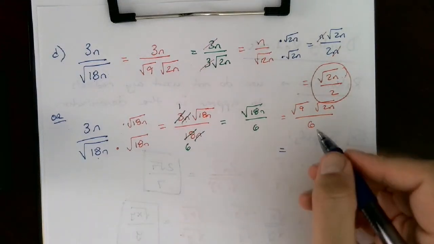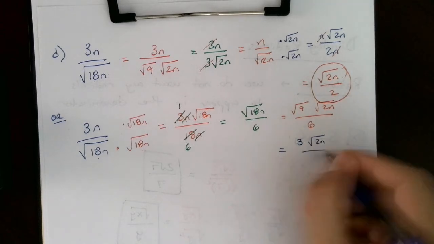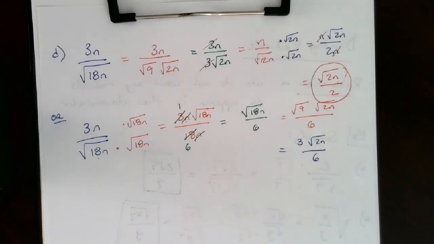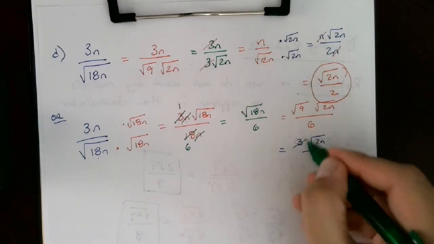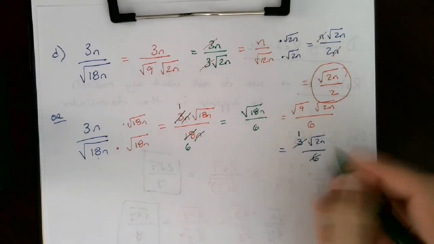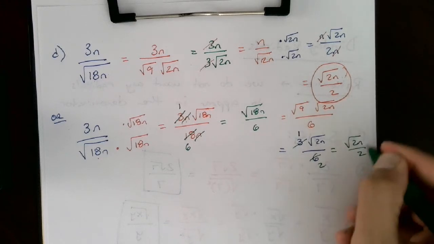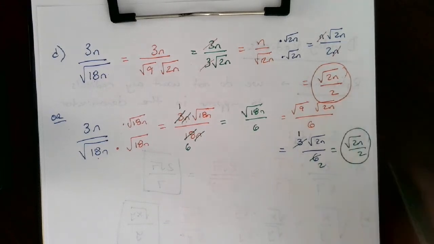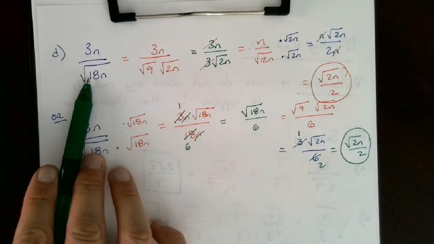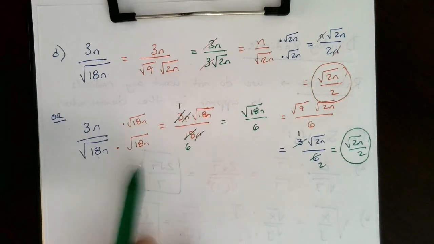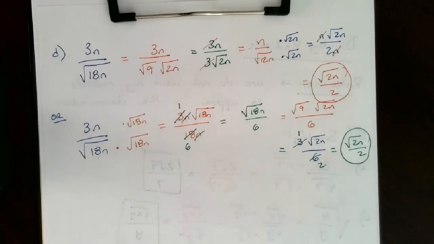Simplifying this, the square root of 9 gives us 3 times the square root of 2n, all over 6. And then, now that the 3 is on the outside here, 3 and 6 share a common factor of 3. This 3 divided by 3 gives you 1. 6 divided by 3 will give me 2. We end up with the square root of 2n over 2, which is the same answer we got the other way. So it really has to do with personal preference if you want to simplify first, like we did up here, or if you want to actually rationalize first and then simplify at the end. Either way, you should get the same answer.